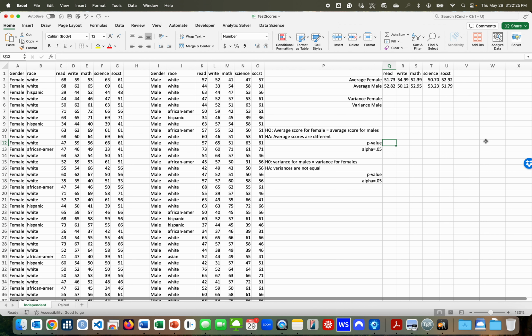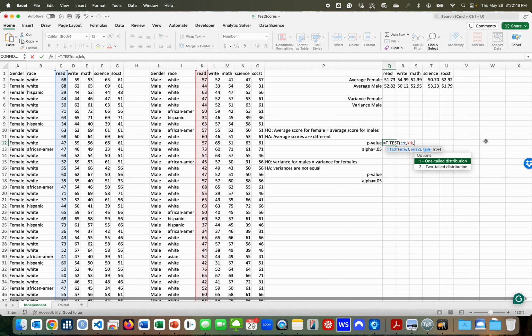We don't have to compute a test statistic or a critical value or anything here. All we have to do is estimate the p-value. So we use the t-test function. So T.TEST. Array 1 will be the column of reading scores for females. Array 2 will be the column of reading scores for males, K colon K. We always do a two-tailed test.